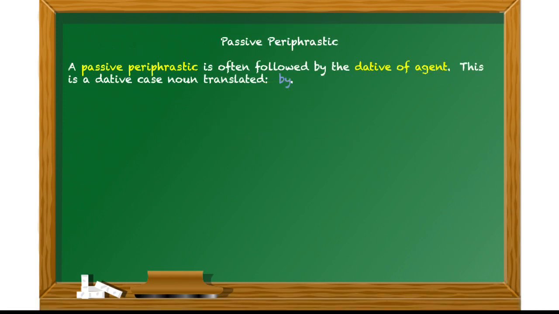Now another key feature is that the passive periphrastic is often followed by the dative of agent. This is a new use of the dative case. And it's simply a dative case noun, no preposition involved, translated with the word by.